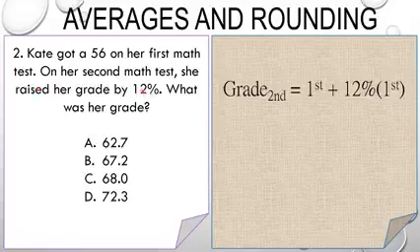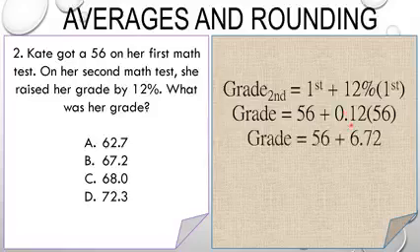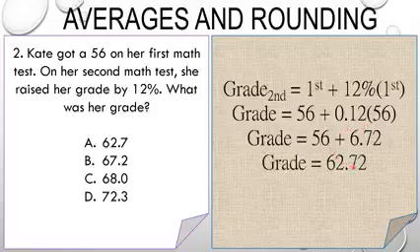So, hahanapin natin yung 12% ng 56, then i-add natin by 56. Okay? So, we have 56 plus the 12% of the 56. So 12% is also the same as 0.12. Okay? Then simplify 0.12 times 56 is 6.72. Add by 56, the answer is 62.72.